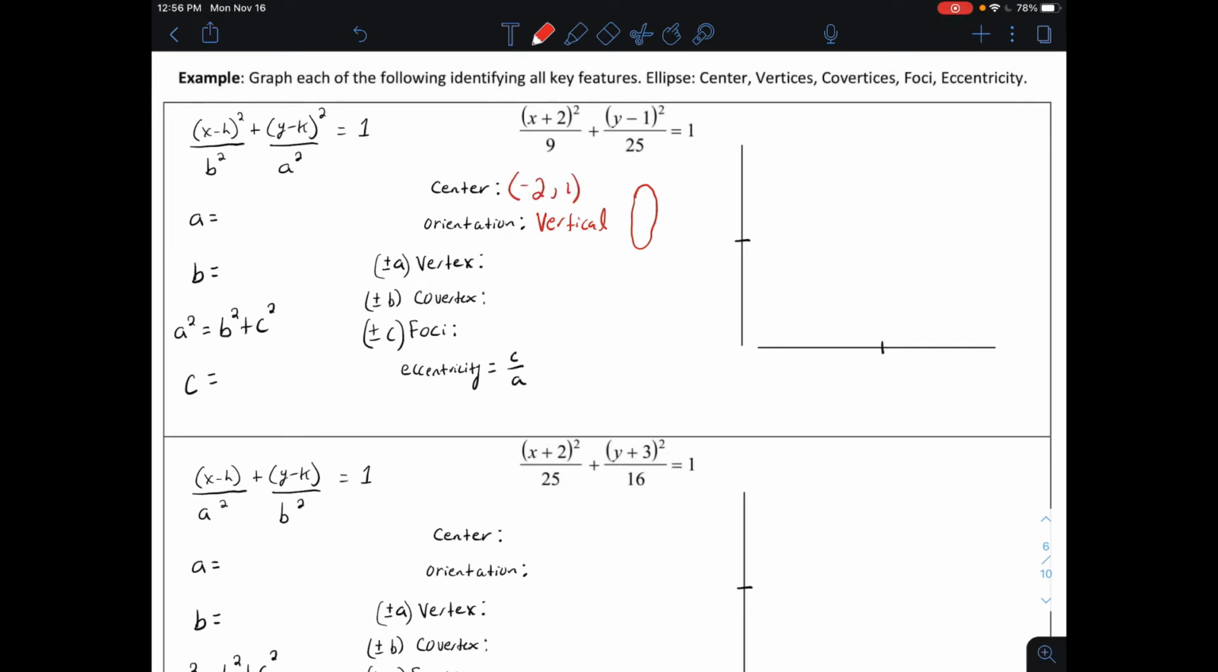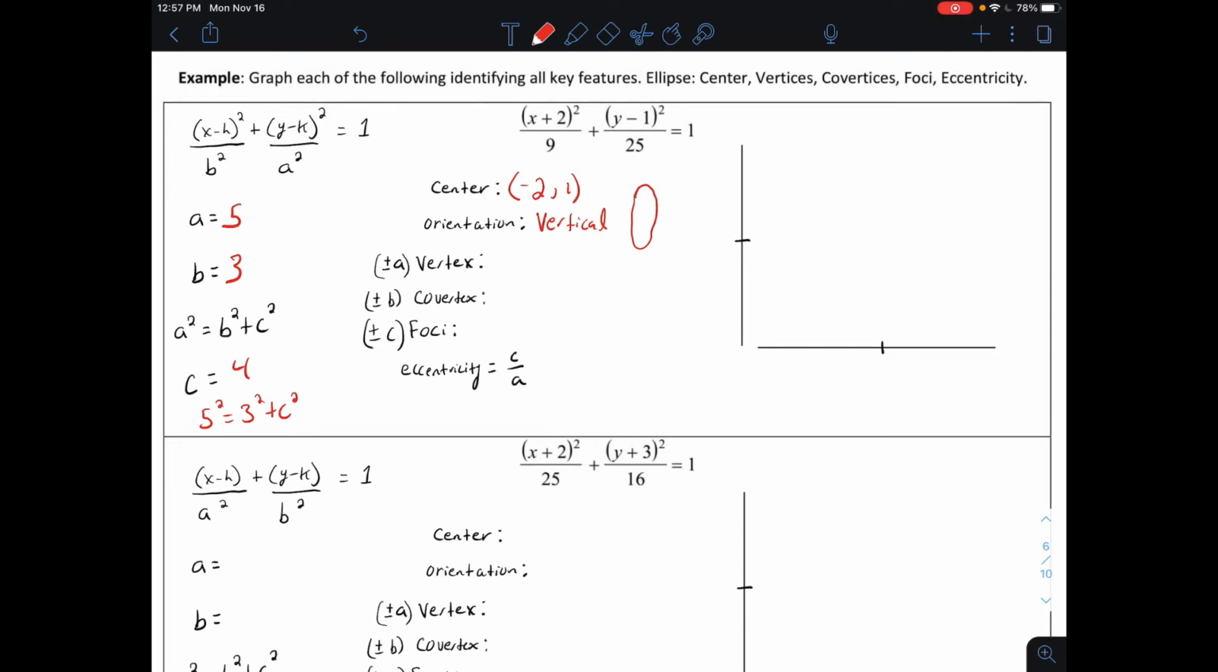Now we want to identify our constants. Well, a is going to be the square root of the bigger denominator for the ellipse. So a is going to be 5. b is going to be the square root of the smaller denominator of those terms. So b in this case would be 3. Now the Pythagorean relation, a squared is equal to b squared plus c squared. We would use that to solve for c. So we'd have 5 squared is equal to 3 squared plus c squared. And we're going to wind up getting c to equal 4.